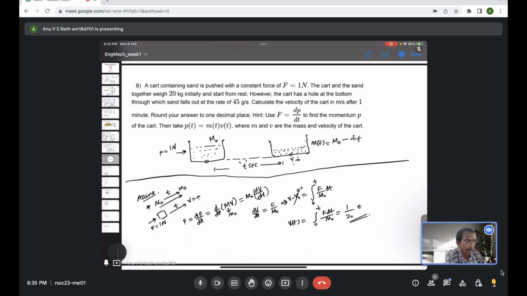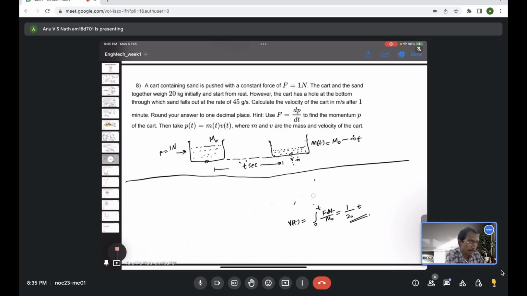If so, now we come back to the actual situation. So this was just an assumption, thinking that there is no mass leakage, which is not the case. There is mass leakage, so the system mass is changing with time. Basically m is not a constant, m is a function of time. We just need to remember that.